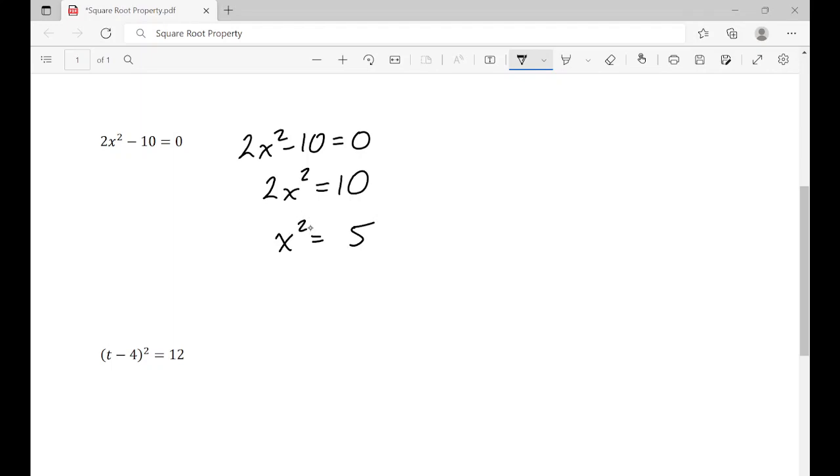Now we have to get rid of a square, so to do that we square root. And again, what you do to one side, you must do to the other. So on the left side, the square root and the square will cancel, leaving you with just an x. And over here, because we took a square root, we must have plus or minus. And then the square root of 5 is just square root of 5. It cannot simplify, so we just leave it as such. And that is our solution to this equation.